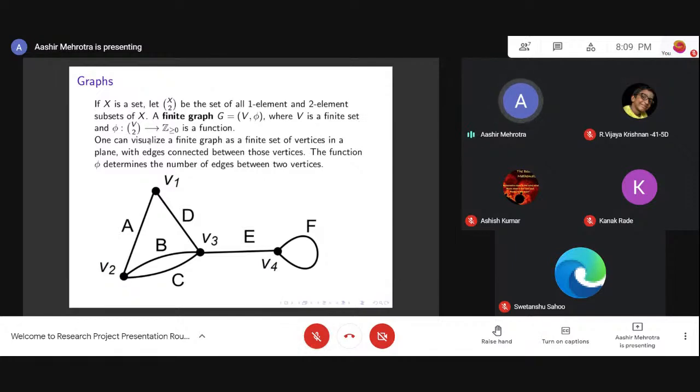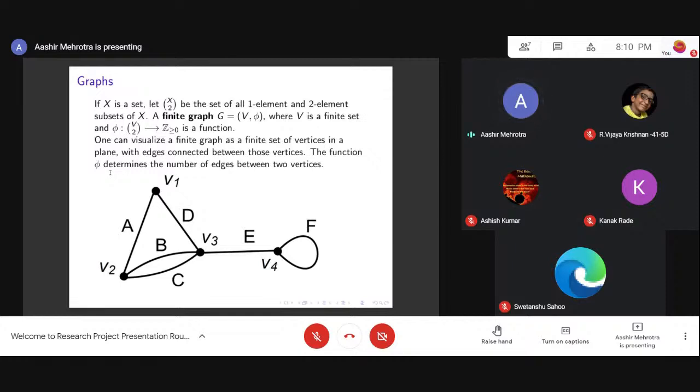So a finite graph G is a pair. There are many definitions for a graph, but I like this definition the best. A finite graph G is a pair (V, phi), where V is a finite set and phi is a function from V choose 2 to the non-negative integers. One can visualize a finite graph as a finite set of vertices in a plane with edges connected between those vertices. The function phi determines the number of edges between the two vertices.